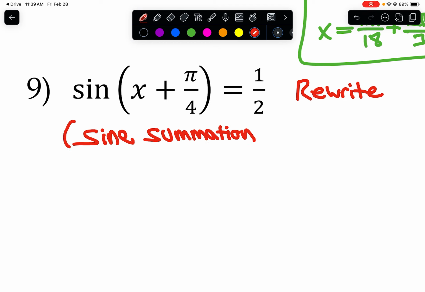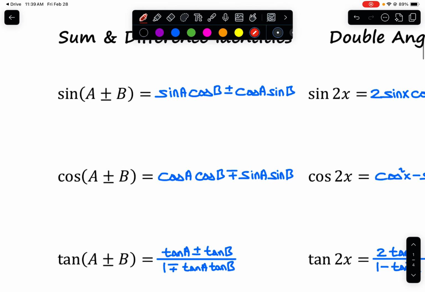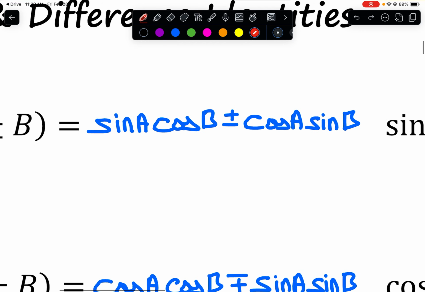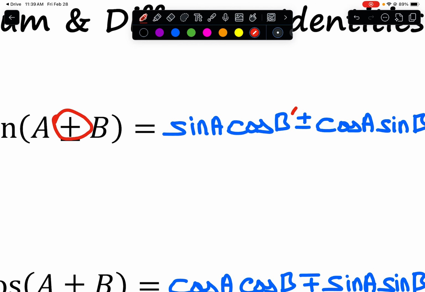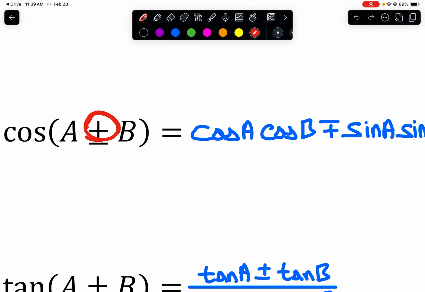Now, when I say a sine summation, that means we're going to use sum and difference identities. So for your sum and difference identities, we're going to be using these equations over here, following this type of format. Remember with sine, if we're adding in the equation, we're still going to add in the actual formula. But with cosine, it's kind of your opposite. If I'm adding in the equation, we're actually going to subtract in the formula, and vice versa. If I'm doing a minus b, then we're going to add in the formula.